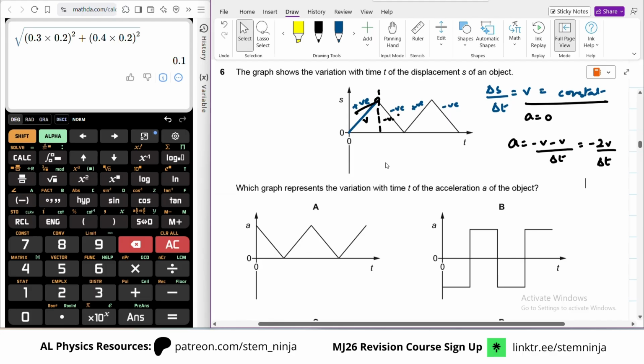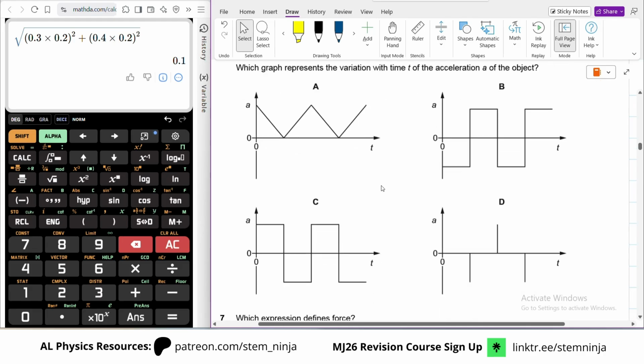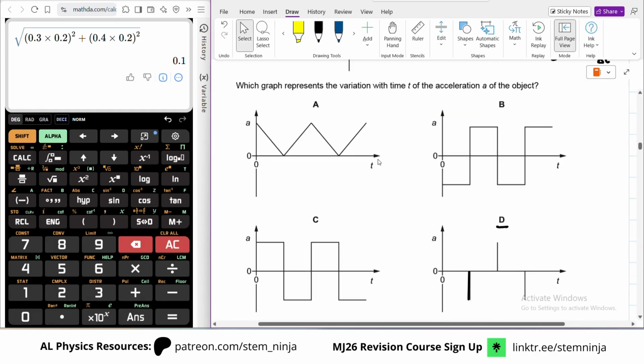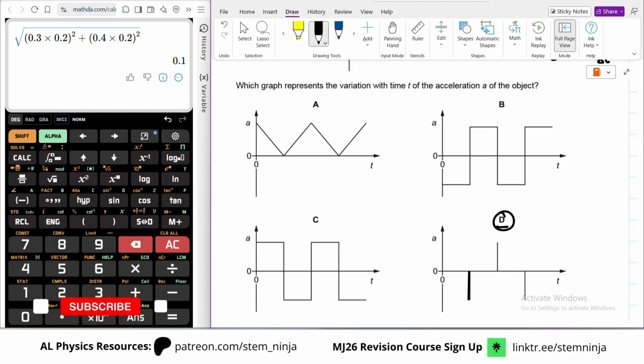Since the change is happening almost instantaneously, it will be seen as a spike. Somewhat like this. So this would be a spike, a sudden change. But after that change happens, it's no longer changing. Acceleration becomes zero. Over here, the final velocity, the new velocity, is positive, so acceleration is in the positive direction. So D would be the right answer.